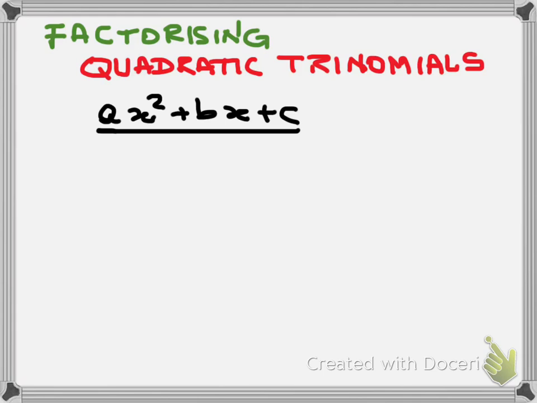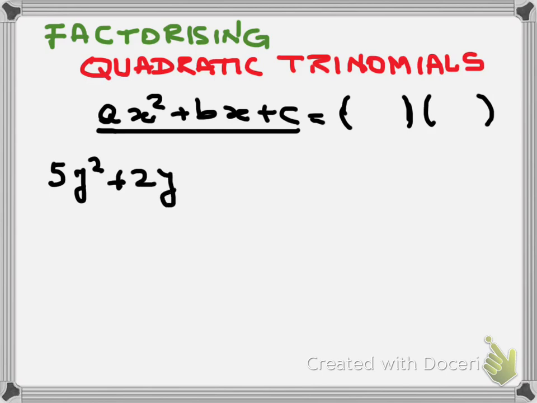If we want to factorize them, you have to know that the factorization will contain two brackets. We are here to state what is going to be written inside the two brackets. Okay, let's start by working with an example. The example I am going to work with is 5y squared plus 2y minus 3. It follows the pattern written above.